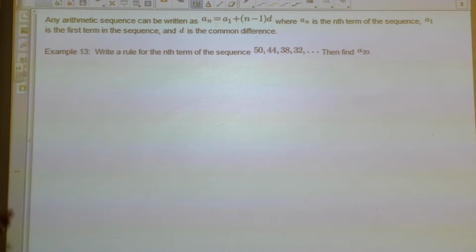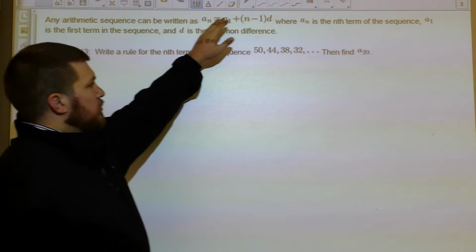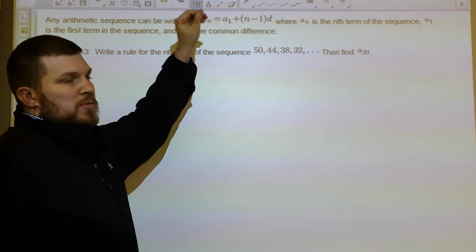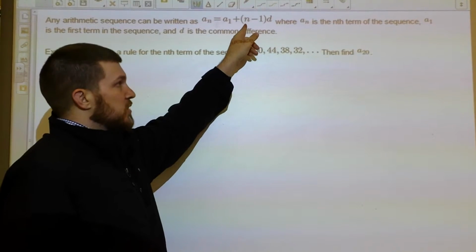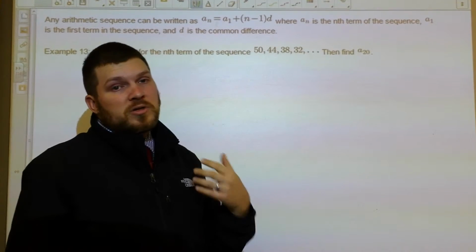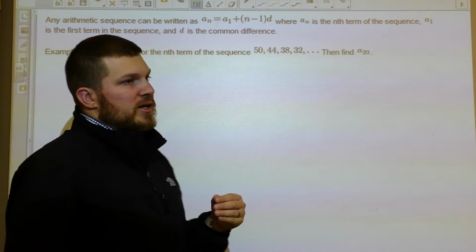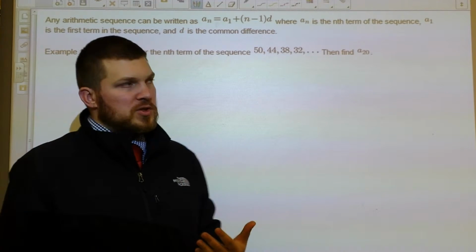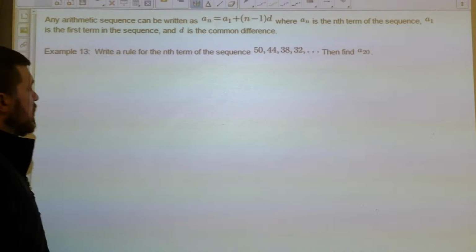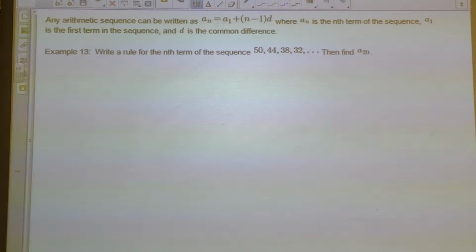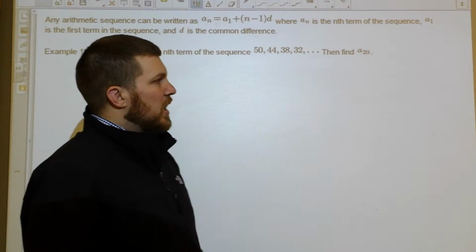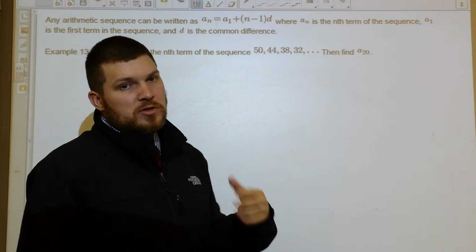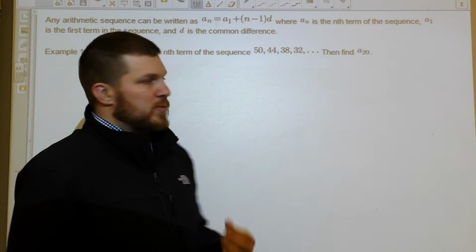Now, every arithmetic sequence can be written with this rule, where a of 1 represents the term in the very first position, n is just the variable that's going to stay there, d is your common difference, and a of n is your final position that you're interested in finding. Here in example 13, we're going to write a rule for the nth term of this sequence, and then use that rule to find a of 20. So we're going to find who lives in the 20th position.